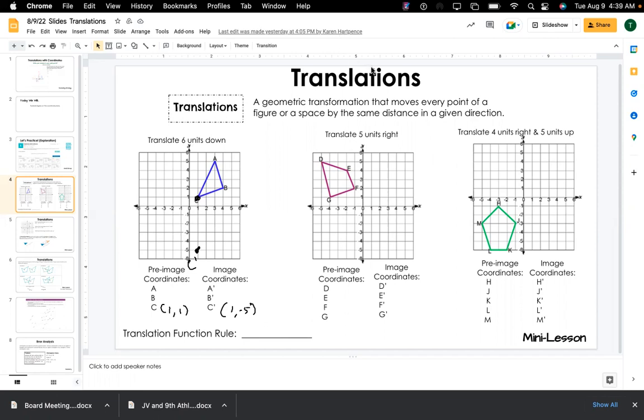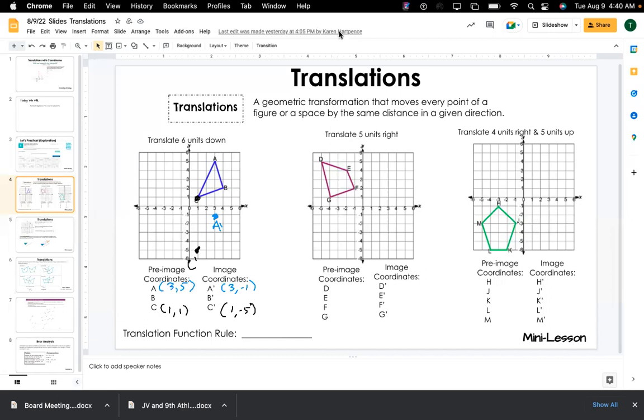Let's take a look at point A. So let's identify it first. So that's 3, 5. And we're going to move this one down 6 units. So 1, 2, 3, 4, 5, 6. And that'll be our new point. So that's going to be 3, -1.